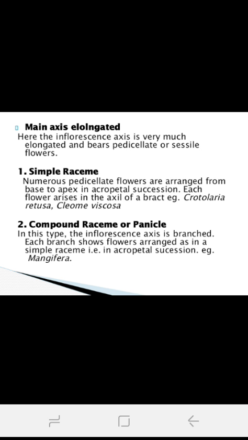So this simple raceme, the term itself indicates the meaning. There is a typical racemose inflorescence, that is, numerous flowers arranged in acropetal succession. Basal flowers are older, upper flowers are younger. Typical example is Crotalaria.